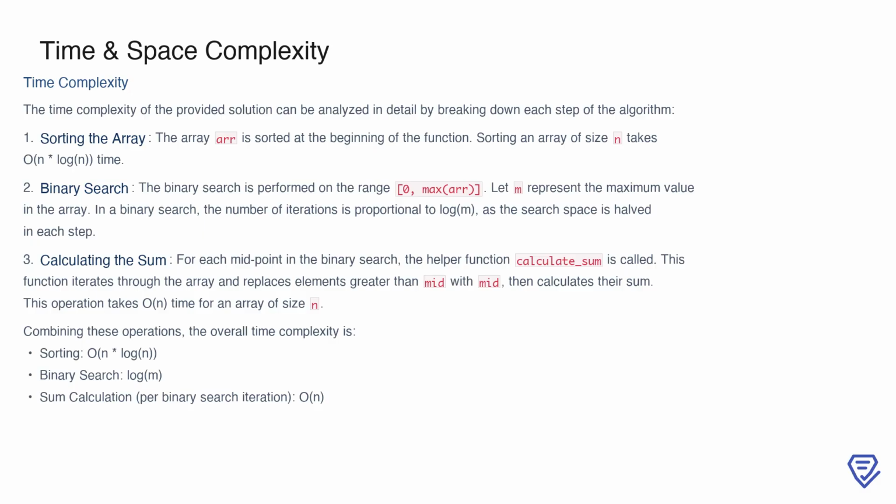Since binary search reduces the search space by half in each iteration, the number of iterations is proportional to log m. Finally, within each iteration of the binary search, we calculate the sum of the array using the helper function calculate_sum. This function traverses the entire array once, replacing values greater than the current midpoint with the midpoint and summing the results. This operation takes O(n) time. Therefore, when we combine these operations, the dominant components of the time complexity are sorting at O(n log n), the log m iterations of binary search, and the O(n) sum calculation per iteration. Together, these give us an overall time complexity that we'll refine further in the next steps.